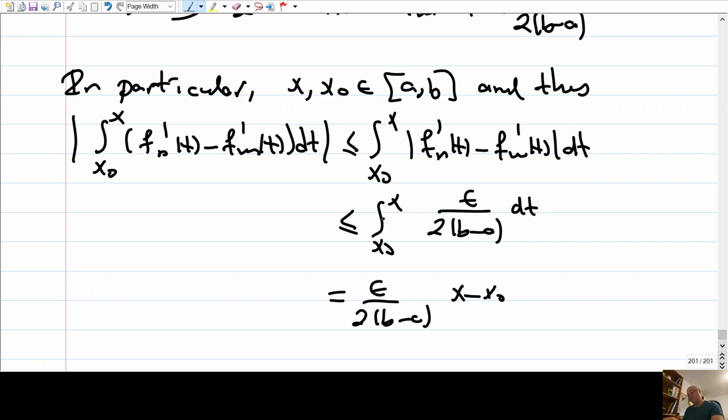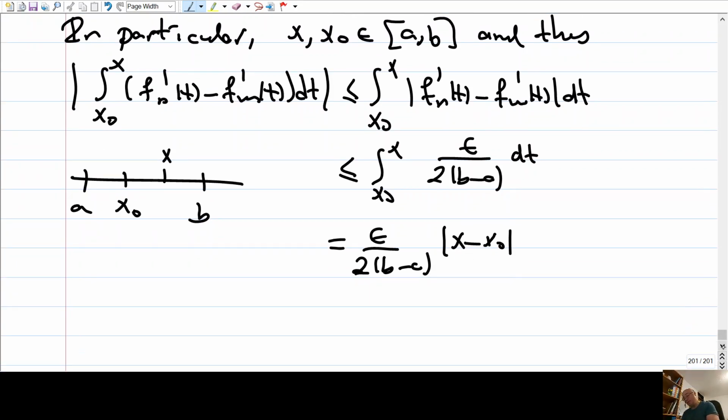Here, of course, I assume x is larger than x0. Maybe I should put absolute value here. Here x is larger than x0, but sometimes I can choose x. Here is a, b, x is here, x0 and x like this. If x is larger, this is positive; if it is less than x0, then this will be negative. But if I take absolute value, I will get this. So in particular, this distance is less than b minus a, of course. So this is less than epsilon over 2.